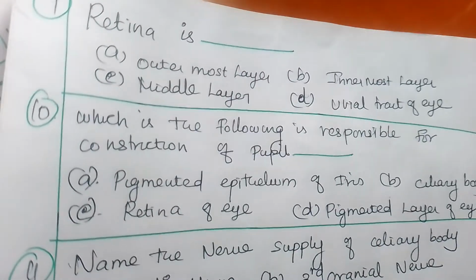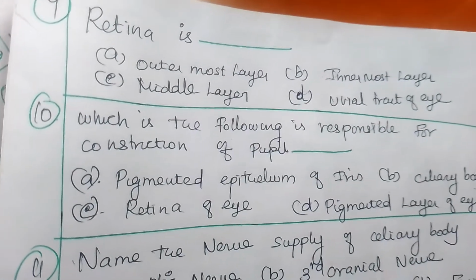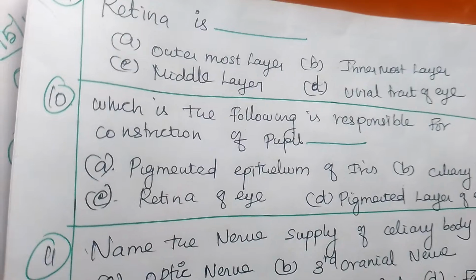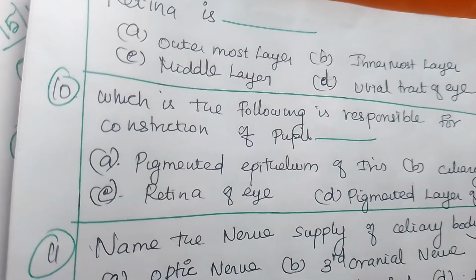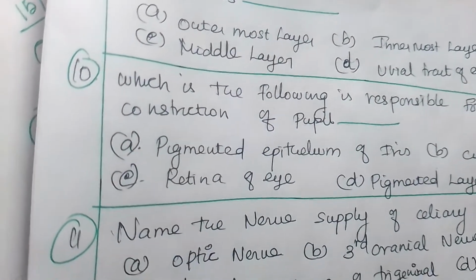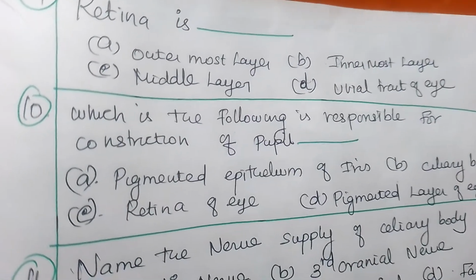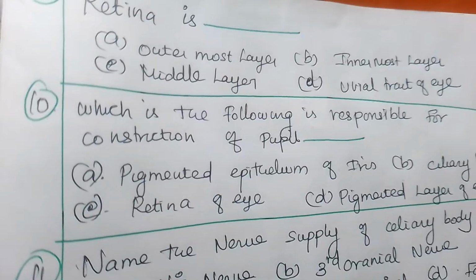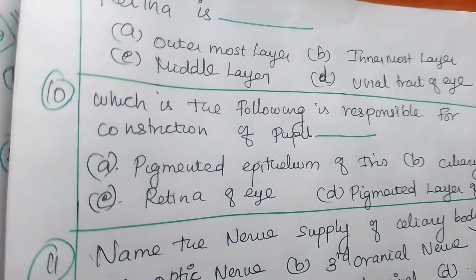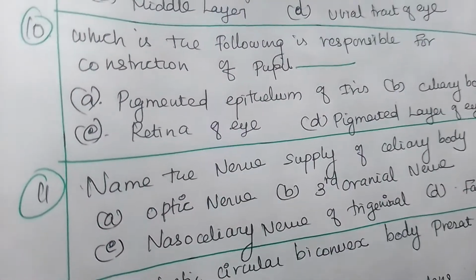Ninth question: the retina is the dash: outermost layer, innermost layer, middle layer, or uveal tract layer? Of course, it is the innermost layer. Otherwise, it is called the neuronal layer. The outermost layer is the sclera and cornea, correct? Otherwise, it is called the protective layer.